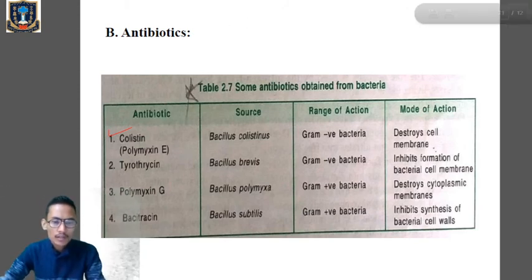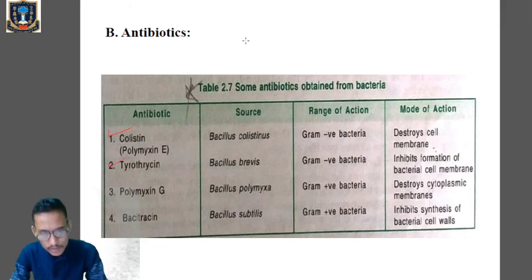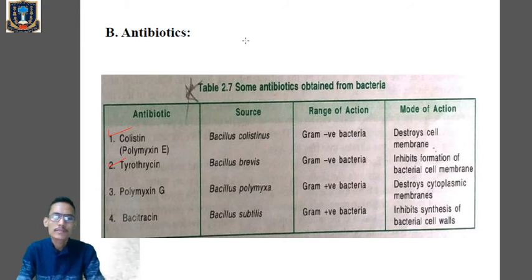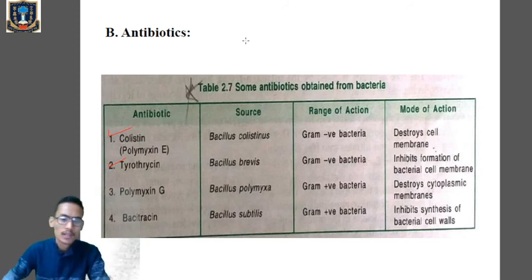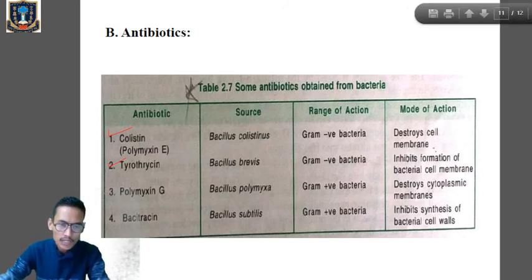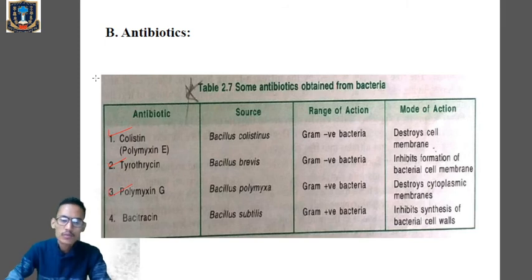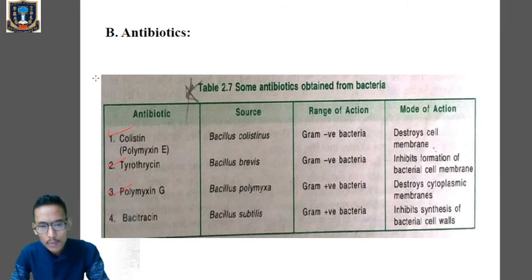Number two, tyrothricin. The source is Bacillus brevis, and its range of action is against gram-negative bacteria. How does it work? It inhibits the formation of the bacterial cell membrane. Inhibit means to stop. Number three antibiotic is polymyxin G, and here the source is Bacillus polymyxa. The range of action is against gram-positive bacteria. It works by destroying the cytoplasmic membrane.